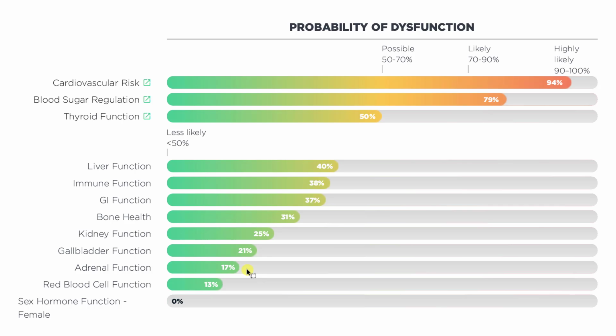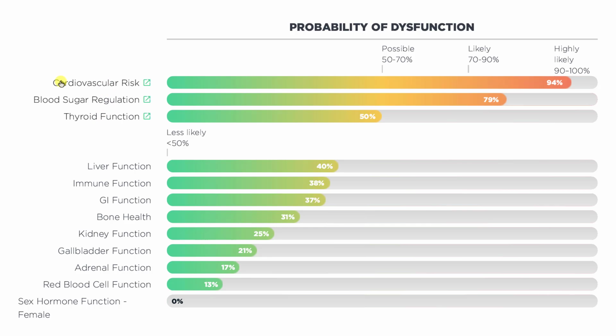The same thing with blood sugar, same thing with thyroid, liver. And so what happens is if you look at all those individual markers, you can then begin to put together a hierarchy of systems that are dysfunctional. So like I said, this is a bird's eye view of everything that's going on in your body. As you can see here, your cardiovascular risk is pretty high at 94% likelihood of dysfunction. Second to that would be blood sugar dysregulation, and then thyroid function.